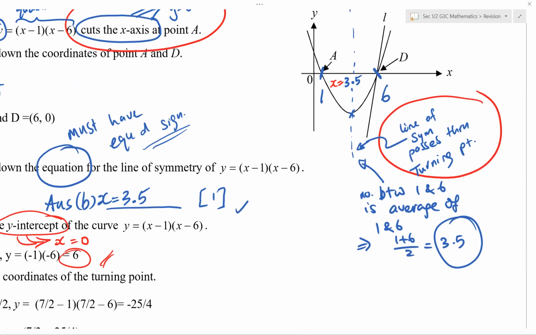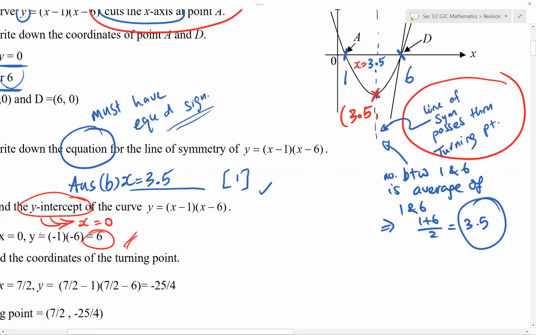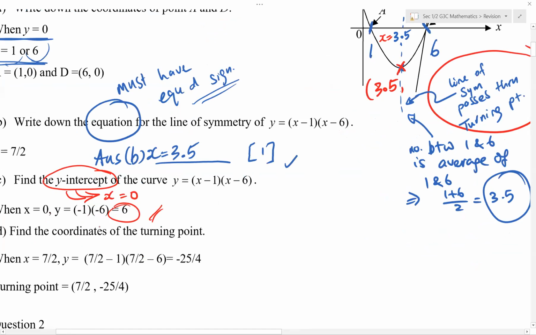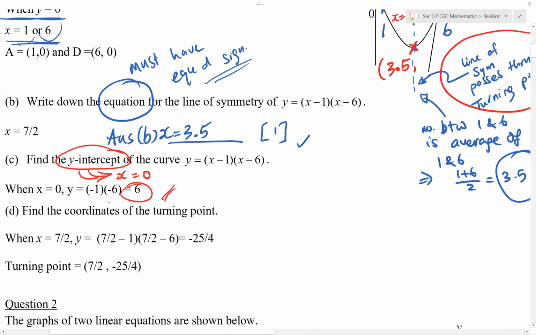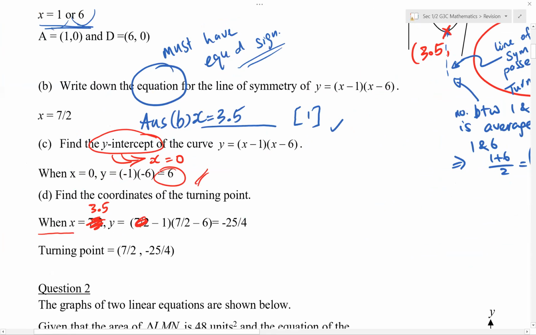Think about it. What are you trying to say? The x value is 3.5. The x value over here is 3.5. You just need to find the y value. So what is the y value? It starts off with when x equals 3.5. You shouldn't use a slash like this. You should either use a fraction or you can use a decimal. 3.5 squared minus 7 times 3.5 plus 6.